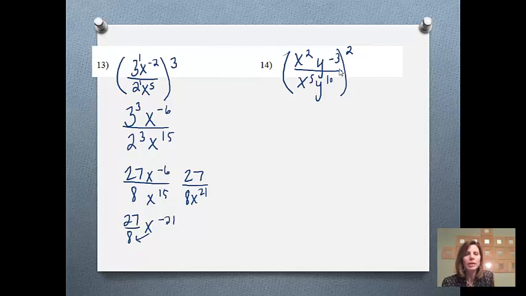The way that I like to do it is start with the division inside by subtracting my exponents. So I'm going to get x, 2 minus 5 is negative 3. And then negative 3 minus 10 will be y to the negative 13. And then this is still raised to the second power.